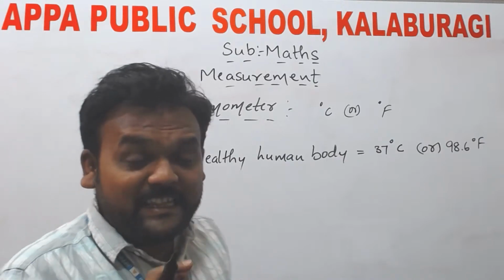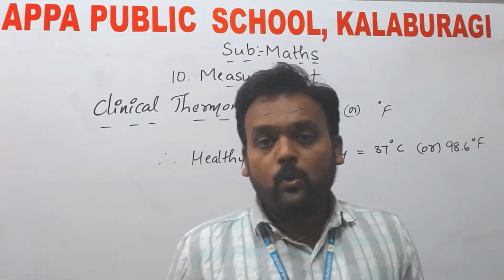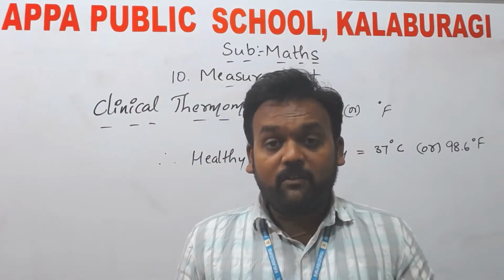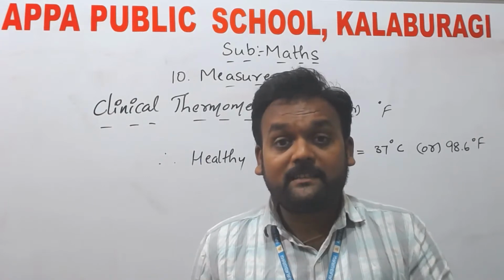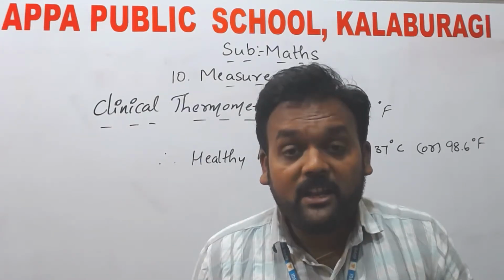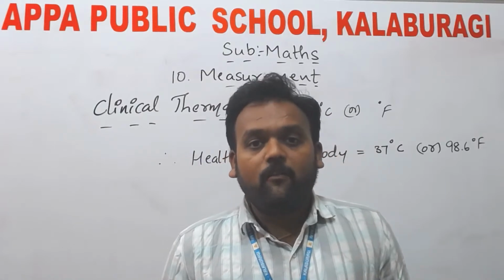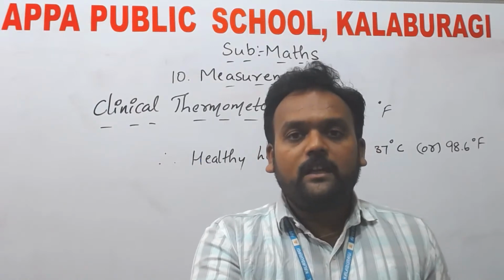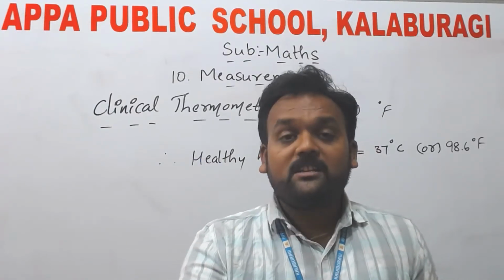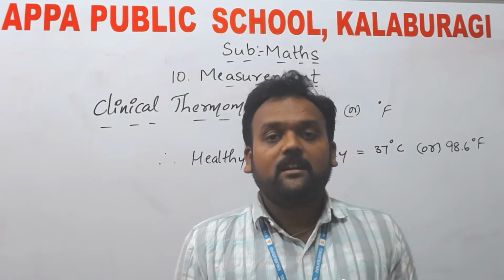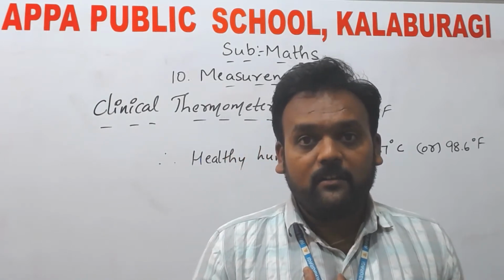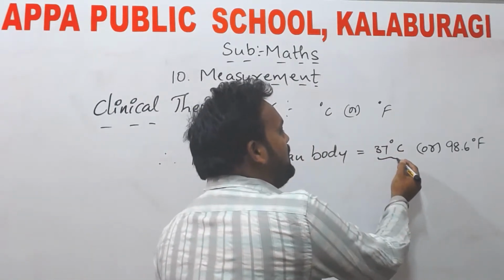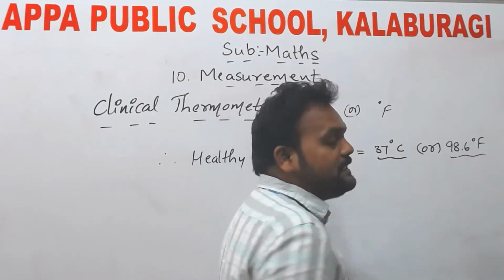For a healthy human body, for example, in our school, while we are entering the school, there is a skit. Our school has kept a skit of checking the temperature of the body. See, when I checked my temperature today, it shows 36.3 degrees Celsius. 36.3 degrees, my temperature. See here, what is the healthy human body temperature? It should be 37 degrees Celsius or 98.6 degrees Fahrenheit.